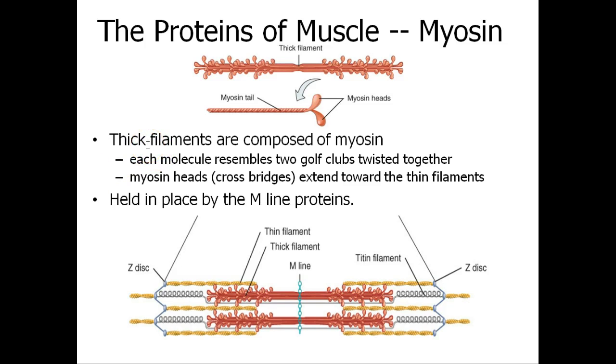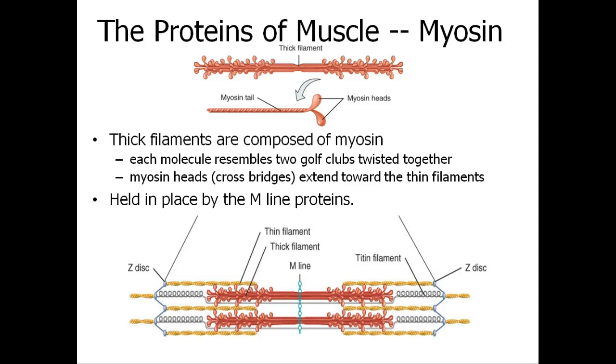Okay, myosin. So you've got the thick myosin filament here. It's a big chunky monkey. And then you've also got the myosin heads, and they're going to use that ratchet mechanism for the contraction. The thick filaments are composed of something like 2 golf clubs twisted together, and these are going to form the cross bridges that extend towards the thin filaments.